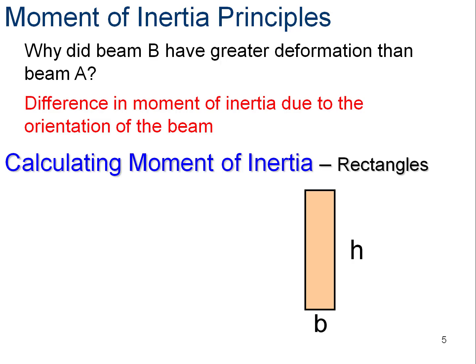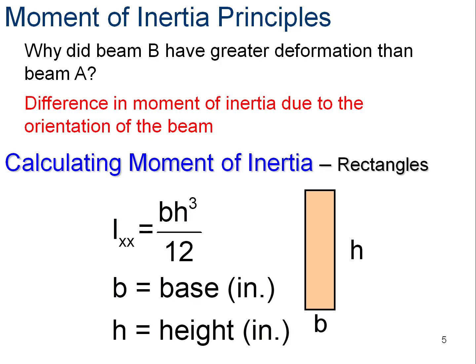So let's look at how we calculate the moment of inertia of a rectangle. And the formula is really pretty straightforward. It's basically the base times the height cubed divided by 12. And you can see right away, as long as we're all dimensionally consistent, in other words, the base and the height are measured in the same dimension, I end up with that linear dimension to the fourth power. In this instance, we were given inches.